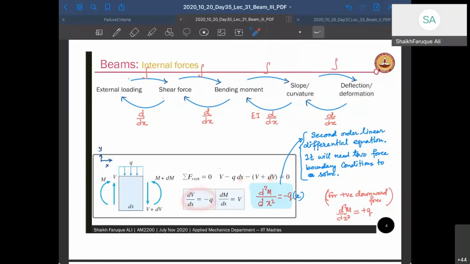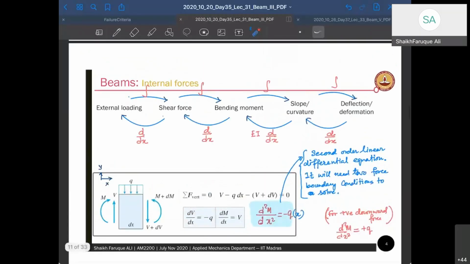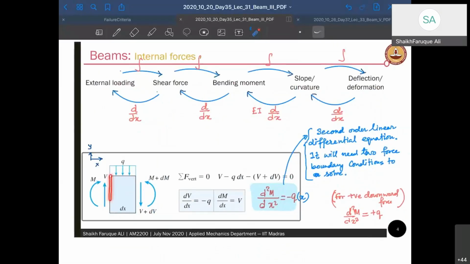Now, if you take moment about any of the cross section, any of the side, or from the center, whatever you want, you can do. You take moment about this line, or about the central point, or about this point. What will you get? dM by dx equal to V. Once you get dM by dx, this is force balance, and this one is moment balance. When you combine these two, dM by dx is V and dV by dx is minus Q.